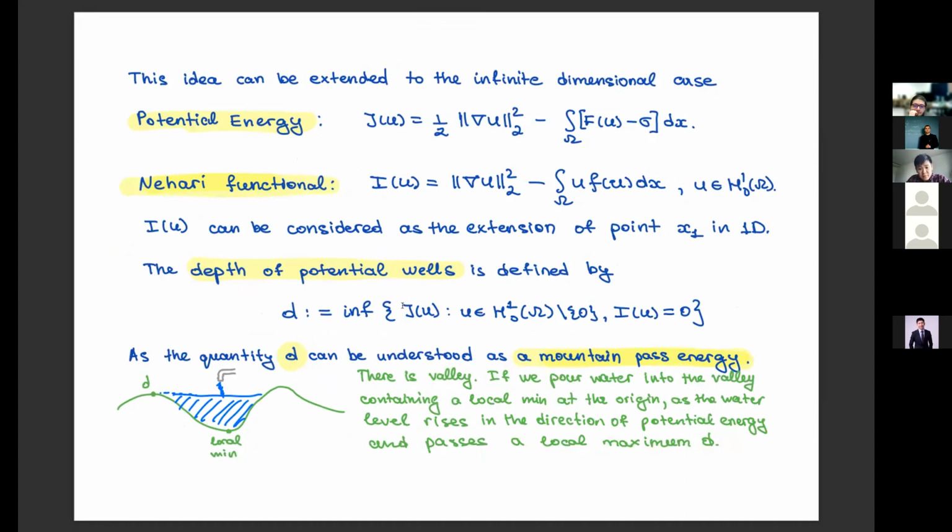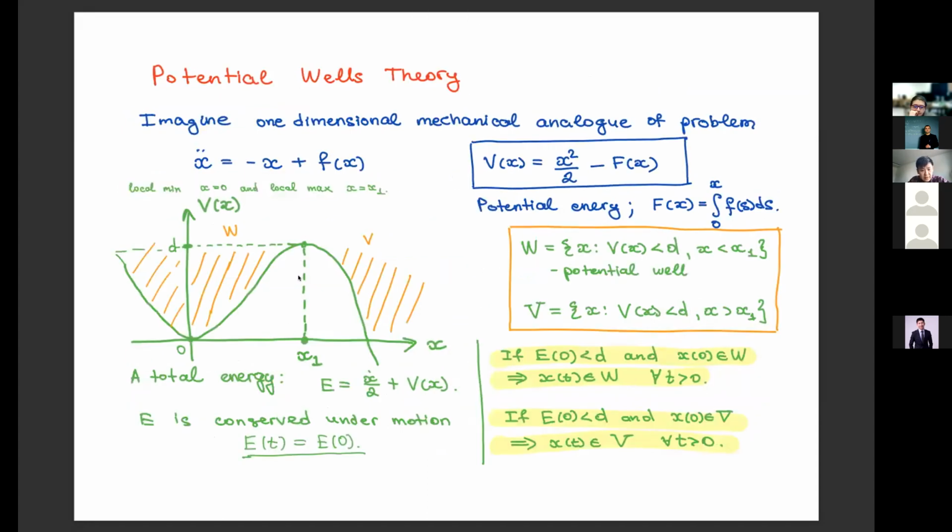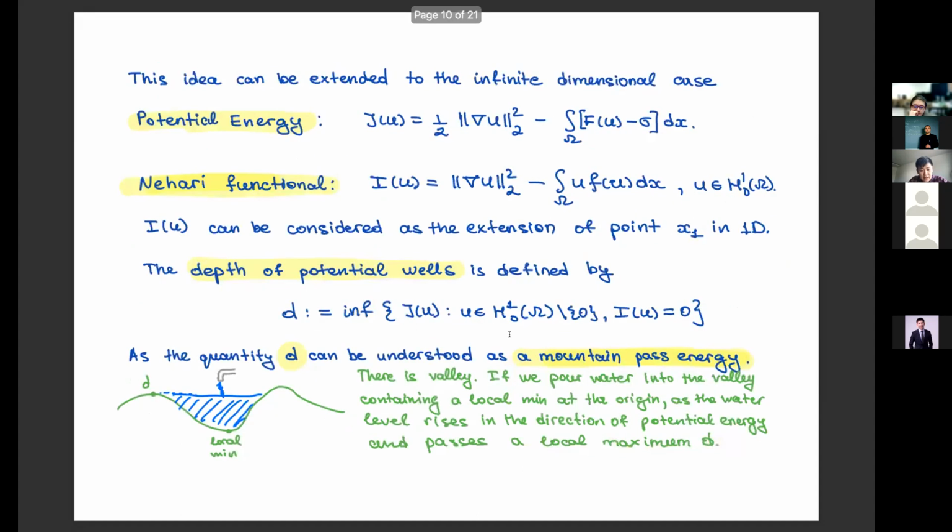It's the infimum of the potential energy, where u is from the Sobolev space without the origin 0, and the Nehari functional should be 0. Because of this, we need to get 0. So here we can define D.